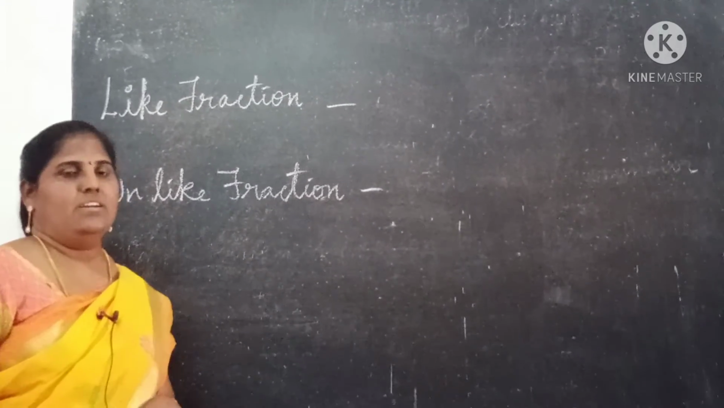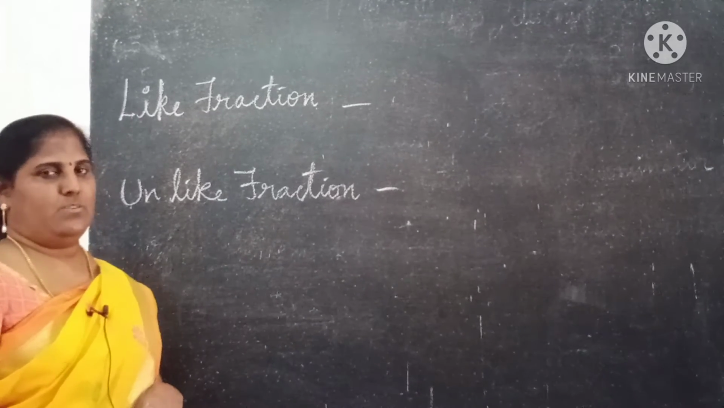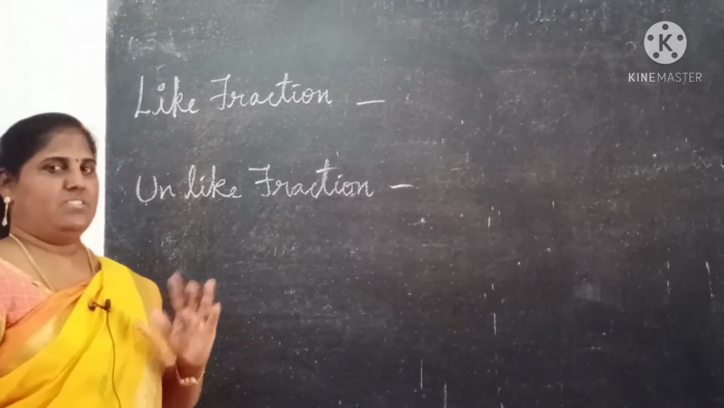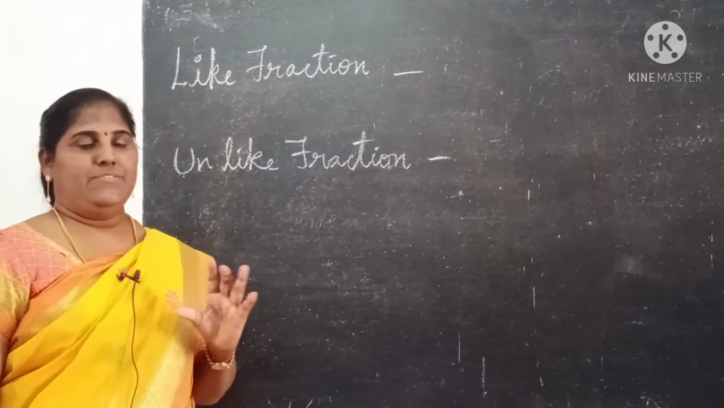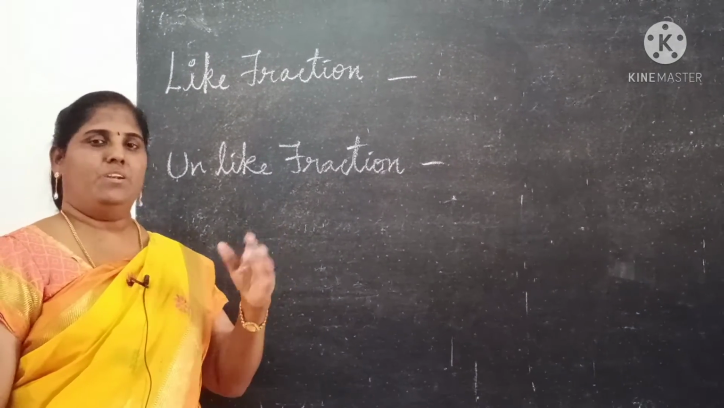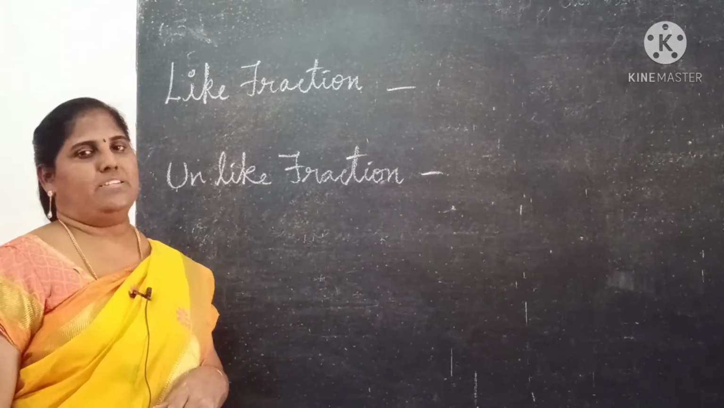Like means what? The same type of. Okay, that is called like fraction. Unlike means the opposite. So like fraction, which one is called as a like fraction means? If the denominator is same and the numerator is different means that type of fractions are like fraction.